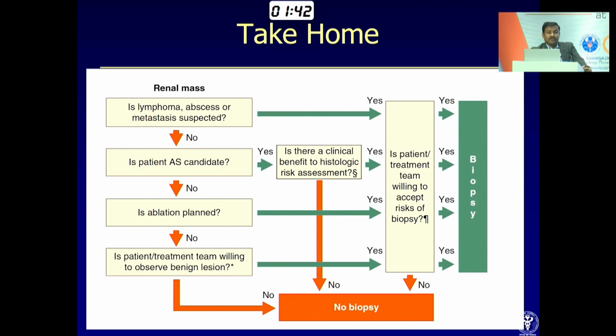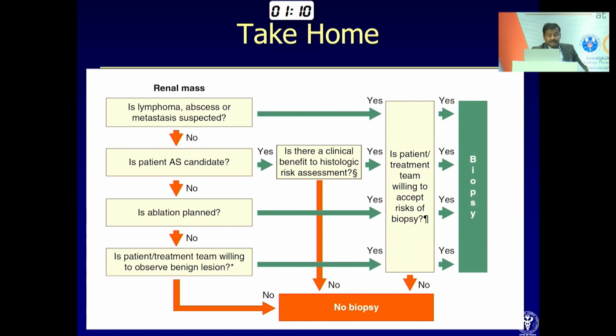Suppose it is coming out as unfavorable malignancy and you are deciding to do active treatment, then you should do a biopsy. But if you are not going to decide your treatment or observation on the basis of the biopsy, then there is no indication of doing a biopsy. You can put those patients directly on surveillance without even a biopsy. If this patient is not a candidate for active surveillance, then the next question is, are you planning to do thermal ablation in these patients? If the answer is yes, then you should do a biopsy before doing thermal ablation.